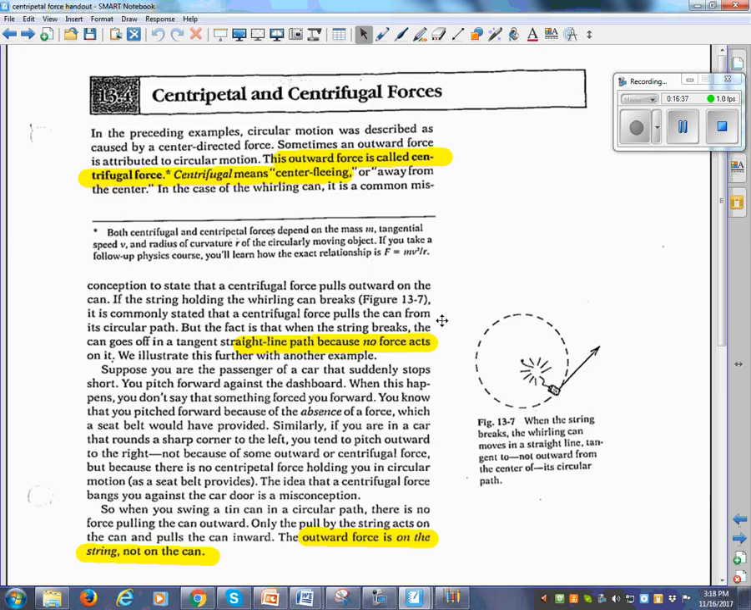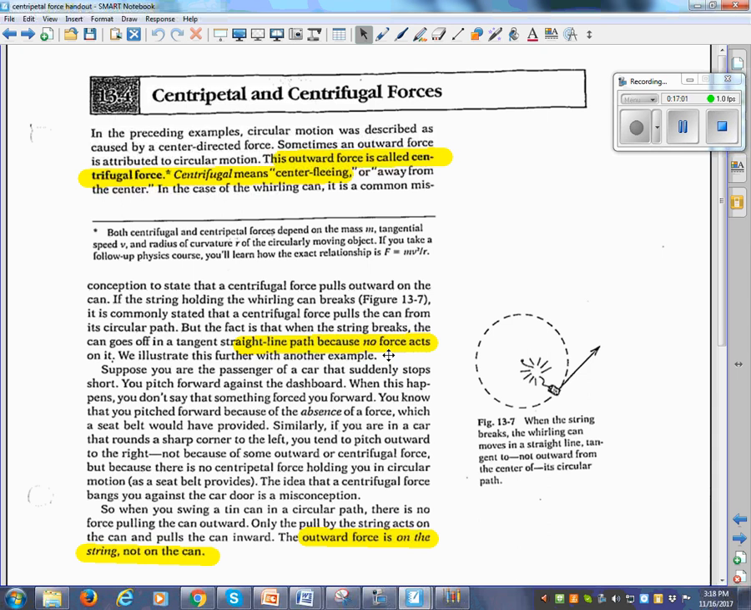But is it a centrifugal force that pulls it out? No, it is in fact inertia that keeps it going. When the string breaks, the can goes off at a tangent, a straight line path. Why? Because no force acts. Remember, objects in motion stay in motion.